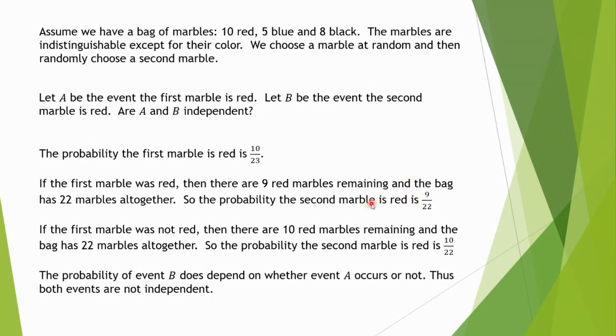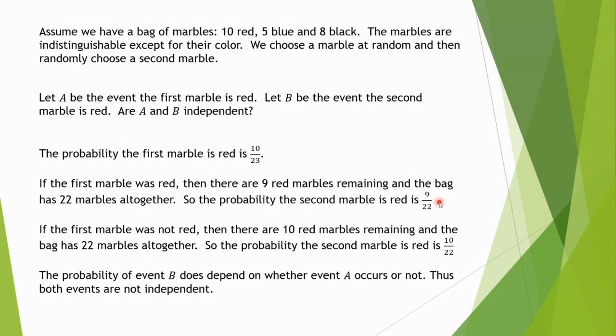And this is assuming it was red. But even if it wasn't red, things are going to be different. If the first is not a red marble, there are 10 red marbles, but there's still one less marble. So the second marble in this case, if the first one was not red, the second marble was blue or black. There's one less marble in there, it's 22. So the probability of event B in this case is 10 out of 22.